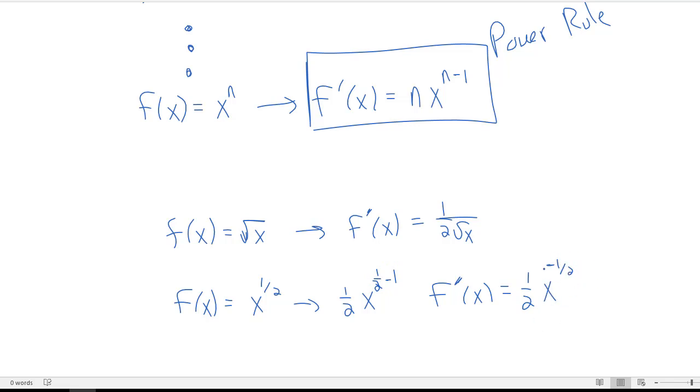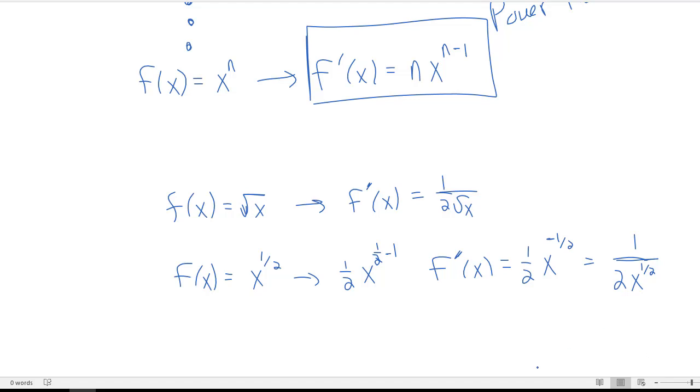And then this is really 1 over. Right, so we take the reciprocal. Properties of exponents says we can take the reciprocal of the base and it changes the sign of the exponent. So in this particular example, we end up with 1 over 2 root x.